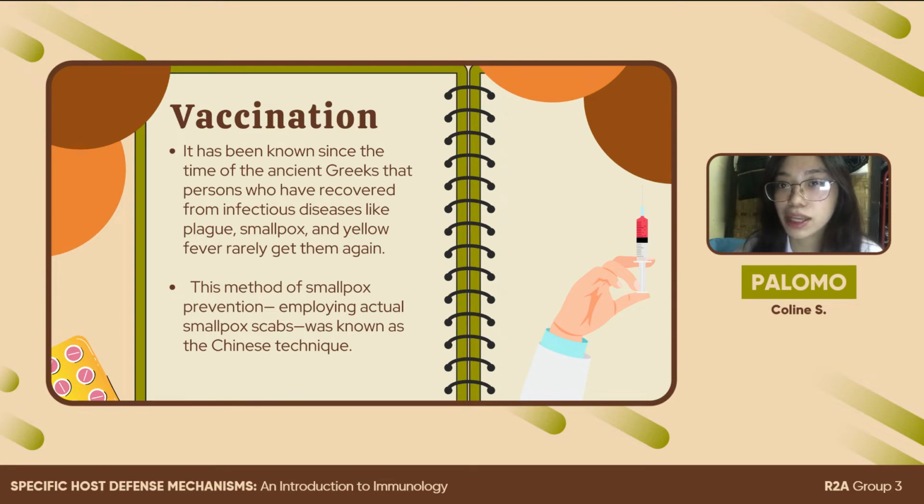Vaccination. It has been known since the time of the ancient Greeks that persons who have recovered from infectious diseases like plague, smallpox, and yellow fever rarely get them again. The use of vaccinations to prevent diseases may date back to the 11th century, when the Chinese employed powder made from dried smallpox scabs to immunize people, either by ingesting it or injecting it into their bodies. This method was known as the Chinese technique.